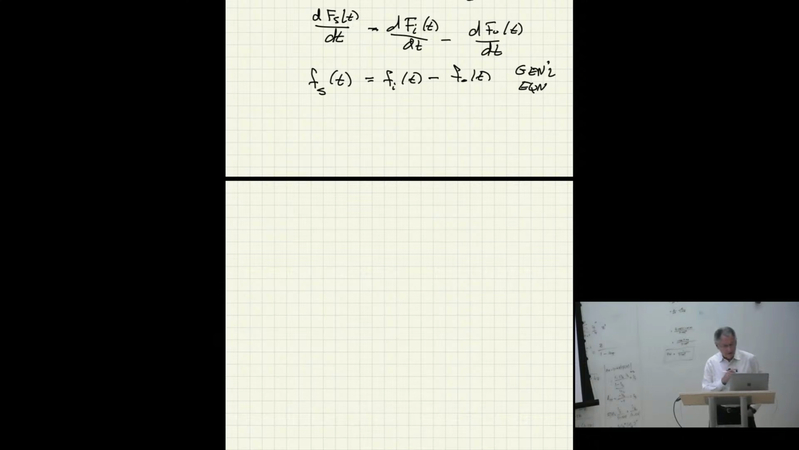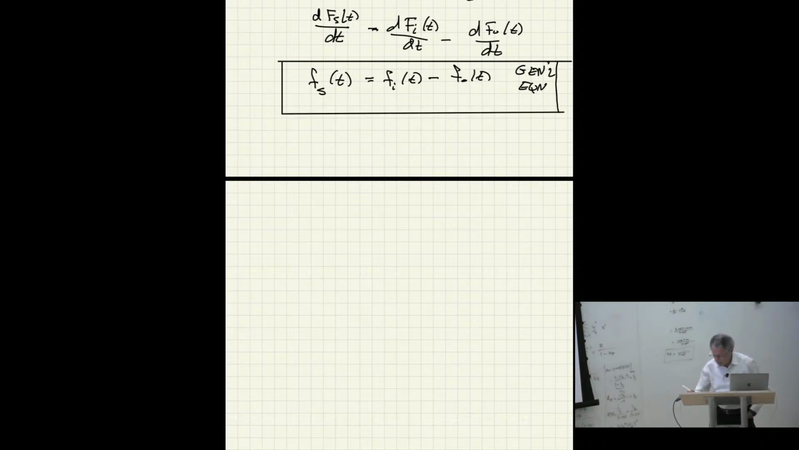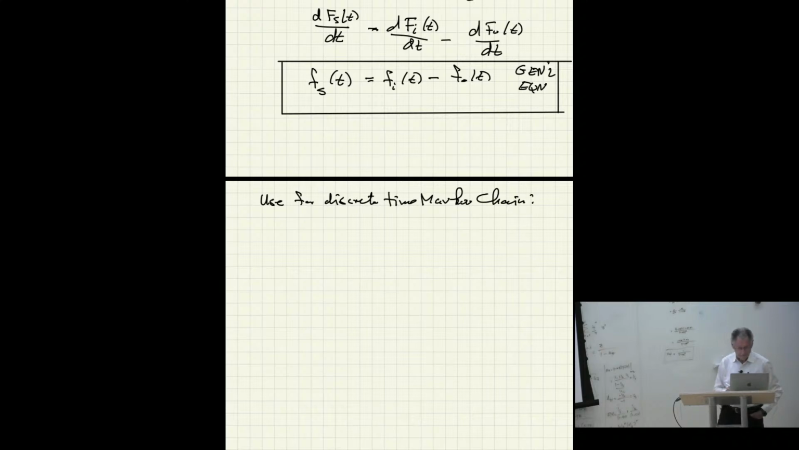Now, I want to use this idea. I'm going to circle this equation. It's a rather important equation for general systems, and we're going to apply it right now to our Markov chain. So let's use it for our discrete time Markov chain, and let's consider some state j.